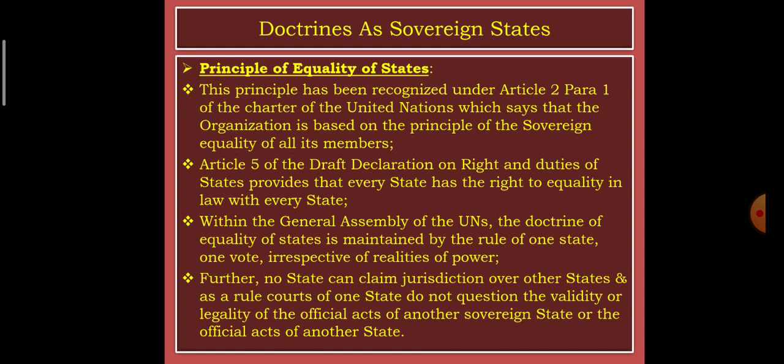Further, no state can claim jurisdiction over other states, and as a rule, courts of one state do not question the validity or legality of the official acts of another sovereign state.